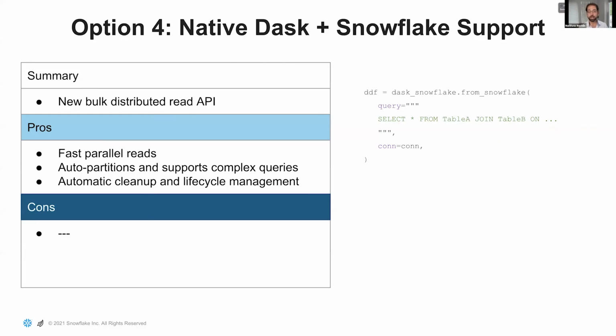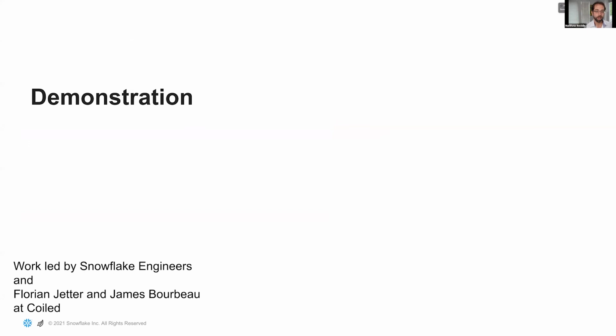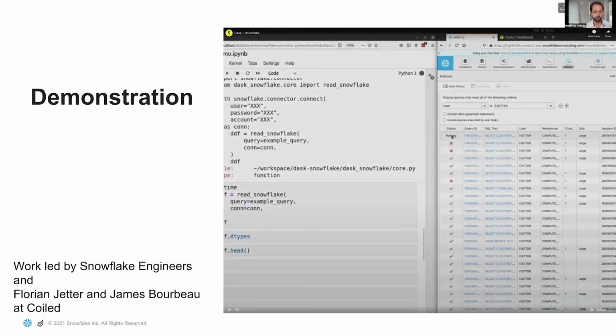So option 4, there is a Dask Snowflake package, which is sort of in private beta currently. And it uses a direct bulk distributed read API that Snowflake engineers produced, and then it reads that into Dask data frames. This provides fast parallel reads. It auto partitions and supports complex queries, and it has automatic cleanup and lifecycle management. So it's kind of the best of both worlds. I'm going to show a quick video of this.